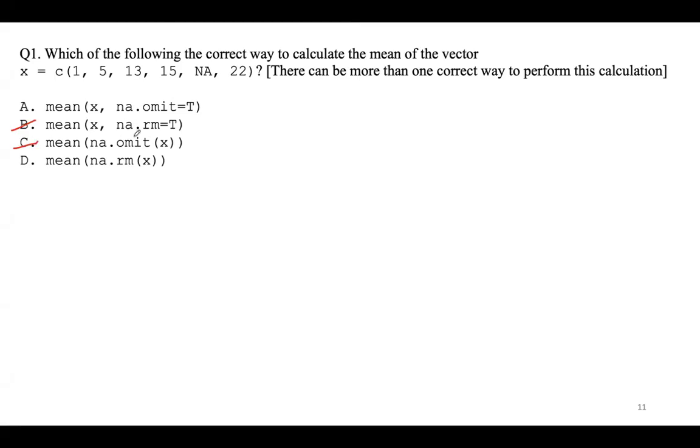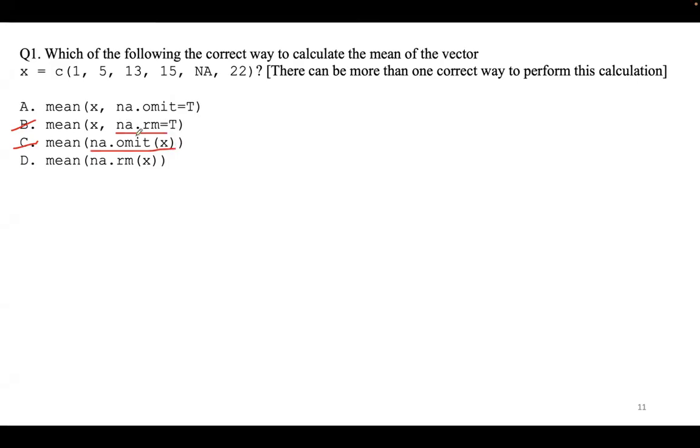Why not A? In the mean function, the first value is obviously the vector. The second value is an argument in that function itself. So that's a fixed thing. That is going to be na.rm. Na.omit is a function in itself, so that is how you write that function.